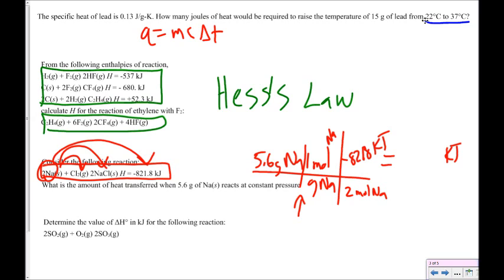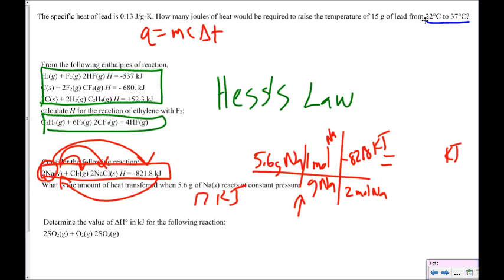So they give me a balanced thermochemical equation, and they would say something like, how many grams of sodium would need to react to produce 17 kilojoules of energy? Now, it's talking about producing, so it's a dead giveaway. We're dealing with an exothermic reaction here. But I'm starting with 17 kilojoules, and now I've got to work backwards. Kilojoules to moles.